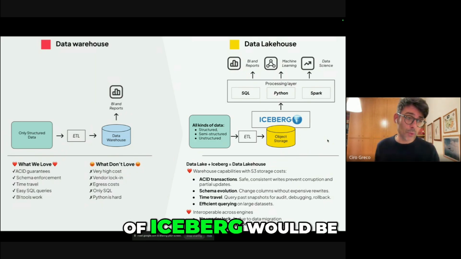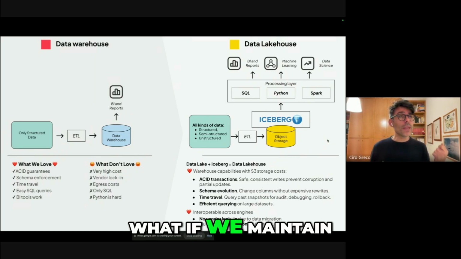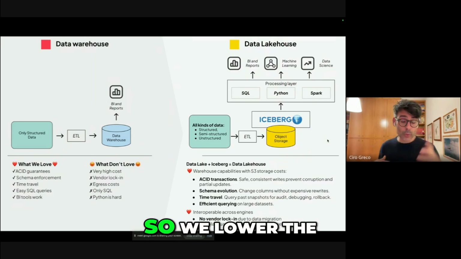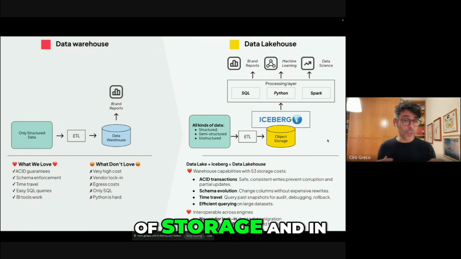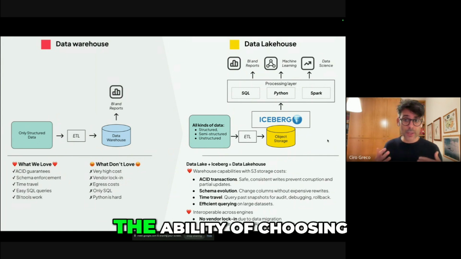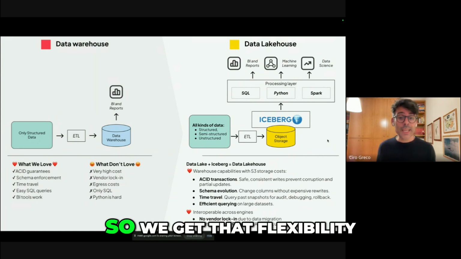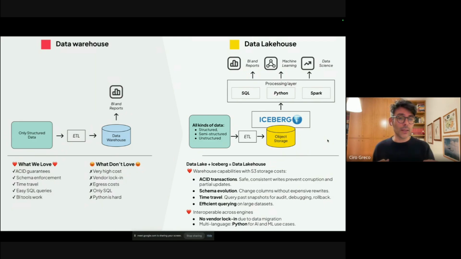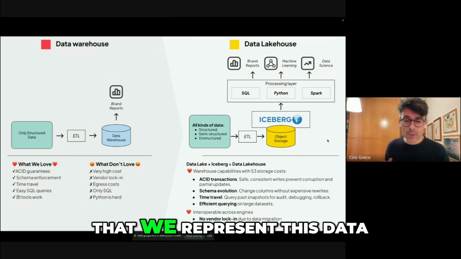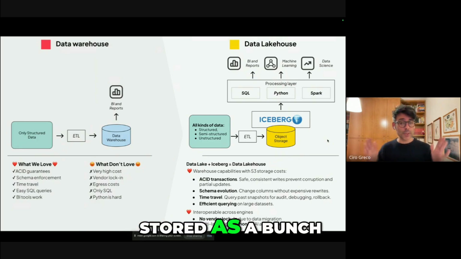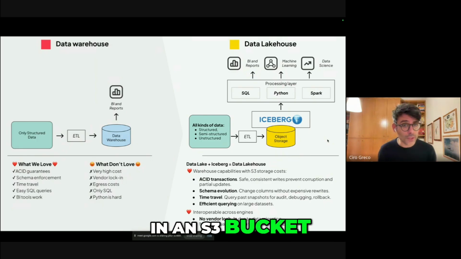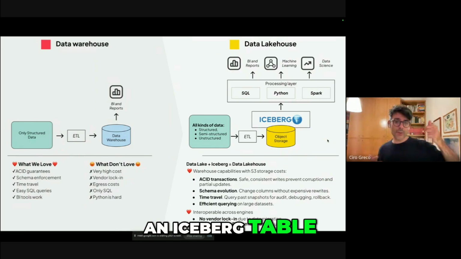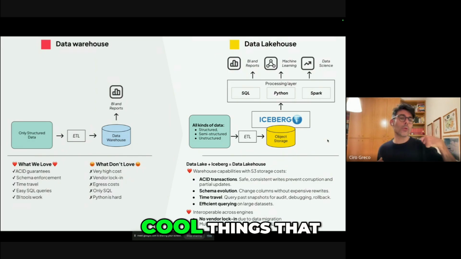And so the idea of Iceberg would be, well, what if we maintain the flexibility of the data lake? So we keep the data on object storage, so we lower the cost, both in terms of storage and in the ability of choosing different runtimes. So we get that flexibility, but we also bring all the features that we like about the warehouse. So the data is stored as a bunch of files in an S3 bucket, for instance, but you interact with the data as a logical table that is an Iceberg table. And the logical table will have all the cool things of tables.